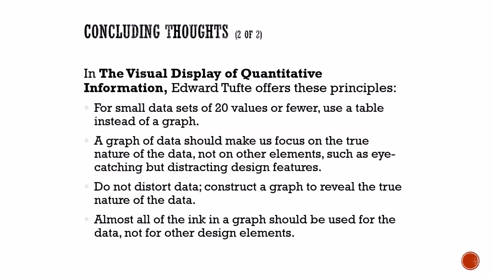So in general, what's the rule? With 20 values or less, a table is better than a graph. A graph should focus on the nature of the data, not design elements. Don't distort. And most of the ink should be used for the data, not other design elements.